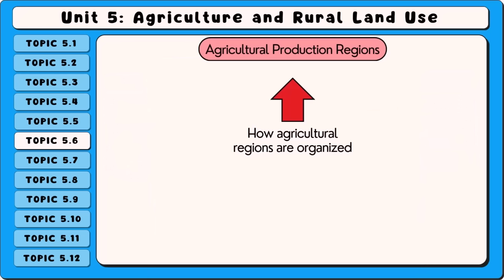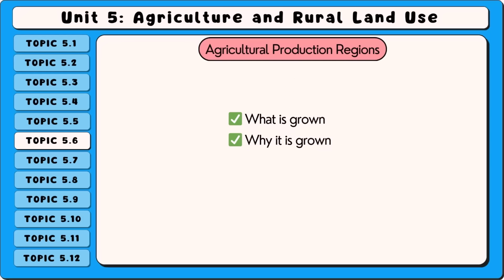In this lesson, we will study how agricultural regions are organized. This is a deeper look at farming strategy. Not just what is grown, but why it is grown in certain ways in certain regions.